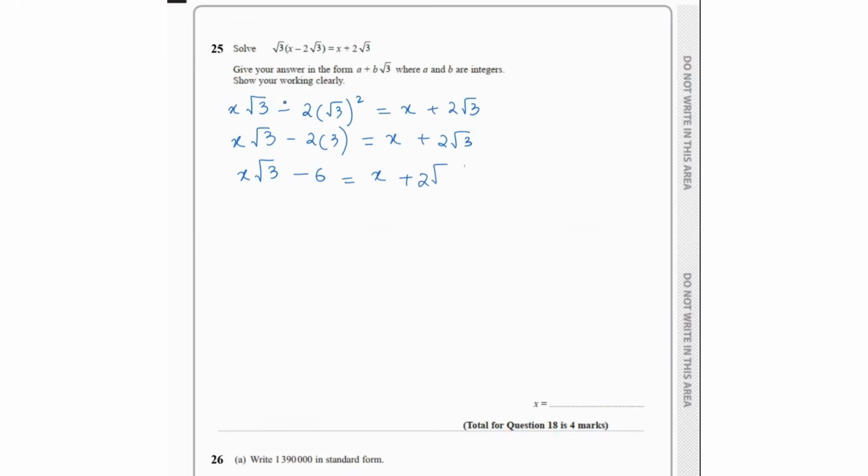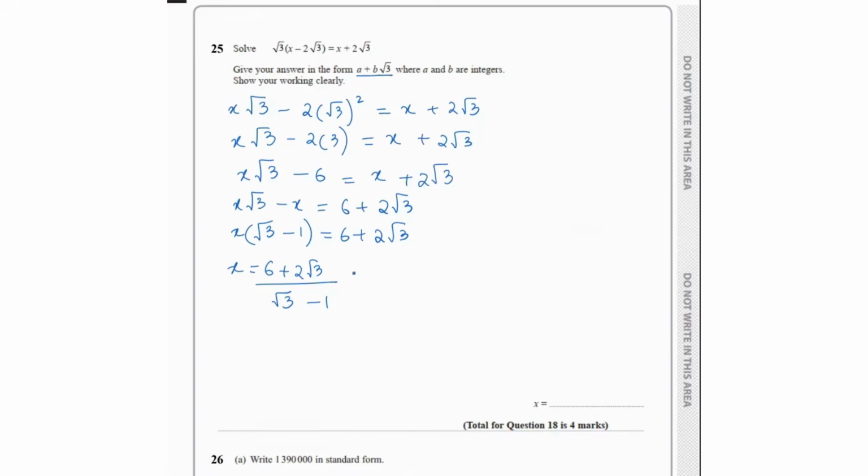So we have to find the value of x. So we need to make x the subject first. So let's collect the terms with x on one side. Take x common. So we have 6 plus 2 root 3 over root 3 minus 1. As you can see, we have a fraction with a surd in the denominator. And to find the value of x, we have to rationalize the surd, because the answer is in this format. So it's not going to be a fraction.